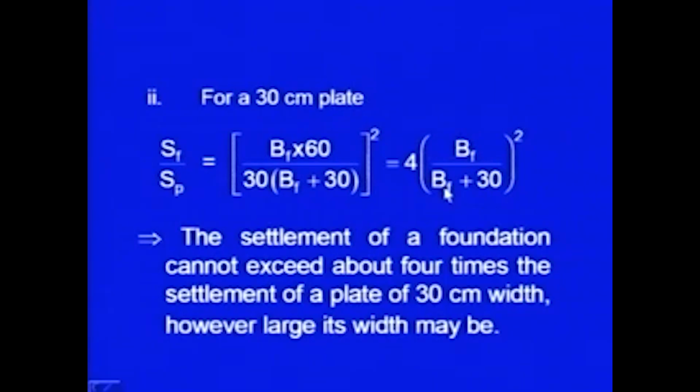So, this formula indicates that if a very large footing is there, Sf upon Sp will approach 4. So, Sf will be equal to 4 times Sp. So, the settlement of a foundation cannot exceed about 4 times the settlement of a plate of 30 centimeter width, however large its width may be.